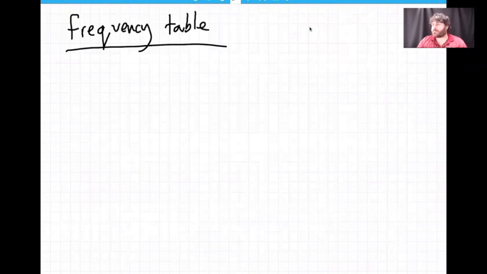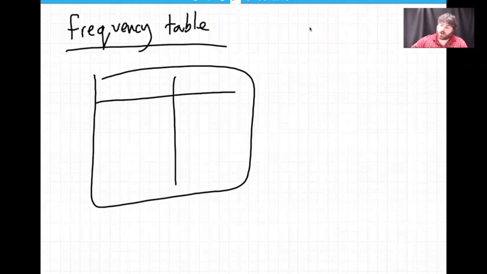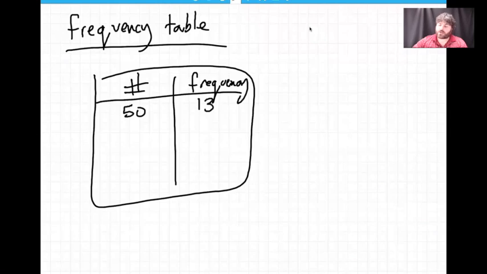So you could say something like, let's just look at an example here. All right, so here's the number that occurs in the data set, and here's what we call the frequency. It's how often it occurs. So if you had the number 50 occurring 13 times, you had the number 60 occurring 21 times. If 70 occurred 6 times and 80 occurred 15 times.